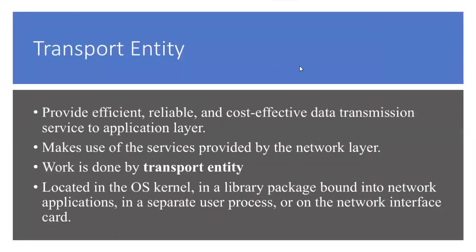So the transport layer consists of an entity, the main objective of which is to provide efficient, reliable, and cost-effective data transmission services to the application layer. As we know, any layer in the OSI model or any other layered architecture provides services to the next higher layer, and it also uses the services provided by the lower layer.